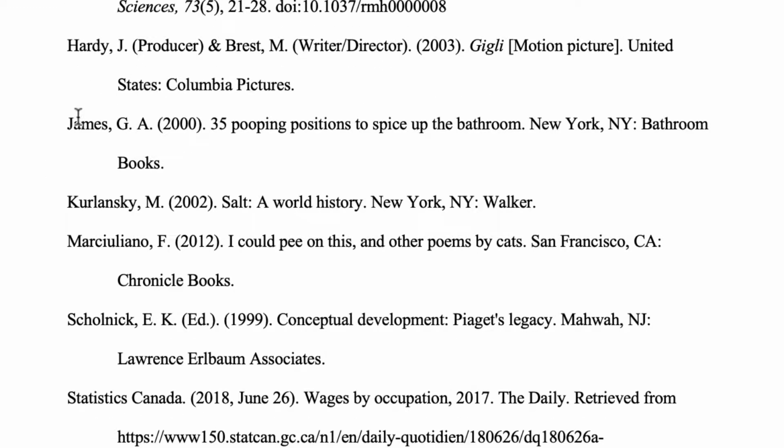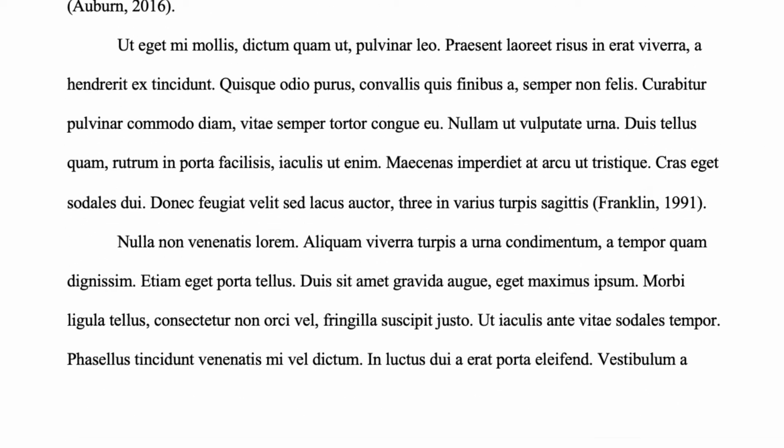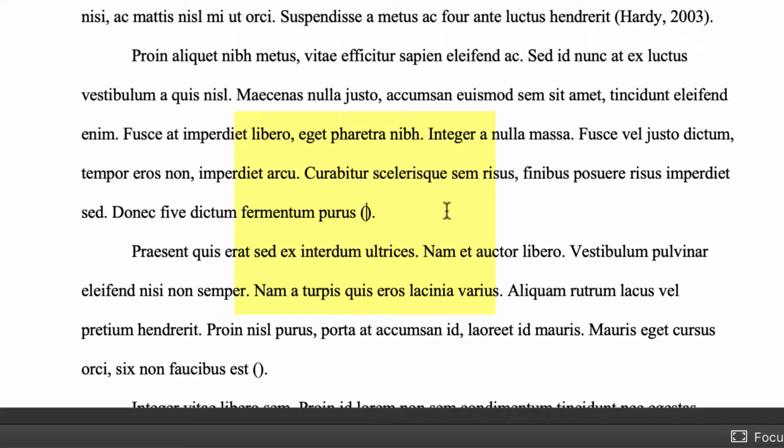Next we have a single author again, James, G.A., year 2000. It's a book, so we grab the name of the book, italicize it, published in New York, and there's the name of the publisher. So we just grab the last name of the author, James, copy that. It's the year 2000. We go up to the next paragraph, and we paste it in. James, 2000.